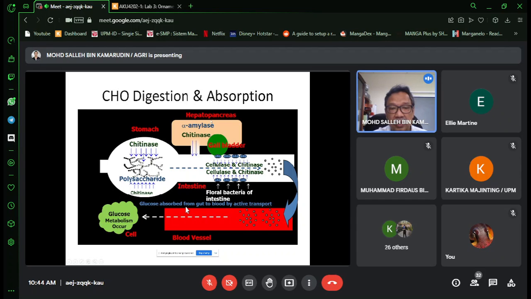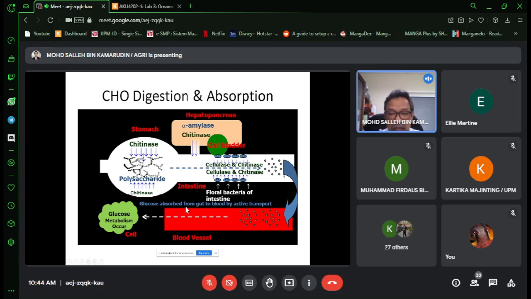And then hepatopancreas also produces alpha amylase dan juga chitinase. Dia akan keluar, dan ini akan berlaku digestion, mostly berlaku juga, this is minor digestion, but most of the digestion will be occurring here, then cellulase will attack, then chitinase will also function.